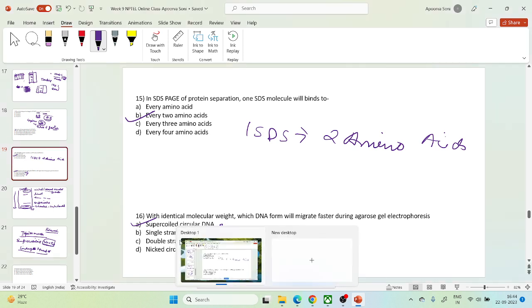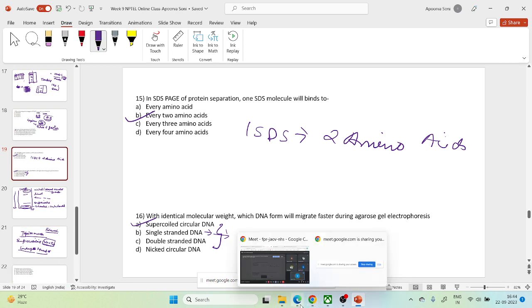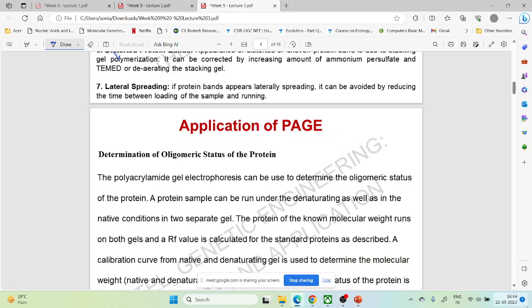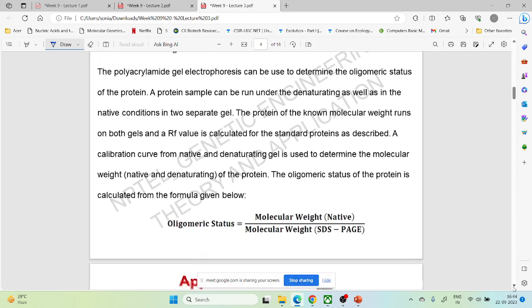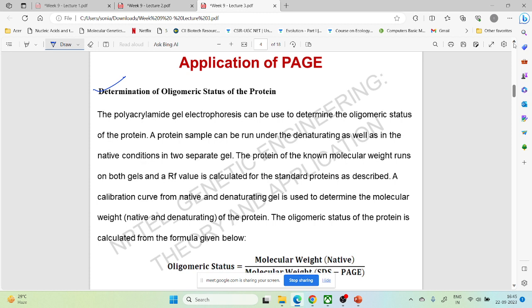So the answer is supercoiled circular DNA. Now we'll quickly go through the applications of PAGE, as we don't have much time. First, determination of oligomeric status of protein. What is the meaning of oligomeric status? We have already discussed one question related to it: how to determine whether the protein is in a monomer, heterodimer or homodimer form.